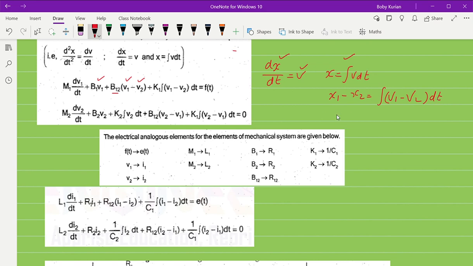Likewise, if we have d by dt of x1 minus x2, that is d by dt of x1 minus d by dt of x2. So this will become d by dt of x1, that is velocity, v1 minus v2.